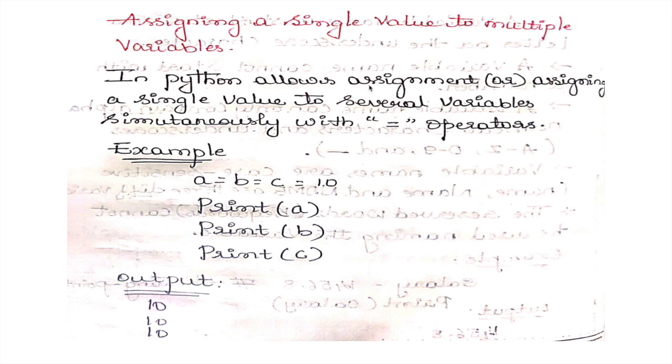How? By using the assignment operator. For example, a = b = c = 10. For a, 10 will be assigned, for b also 10 will be assigned, for c also 10 will be assigned. So whenever you print a, b and c, all variables contain the same value 10 only. So a single value can be used for multiple variables.